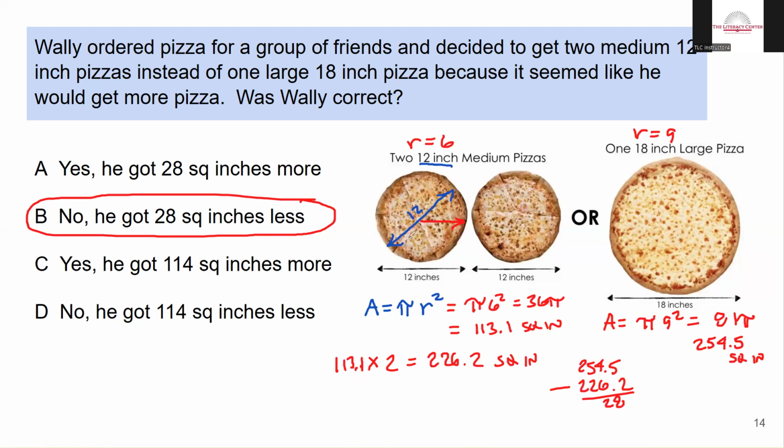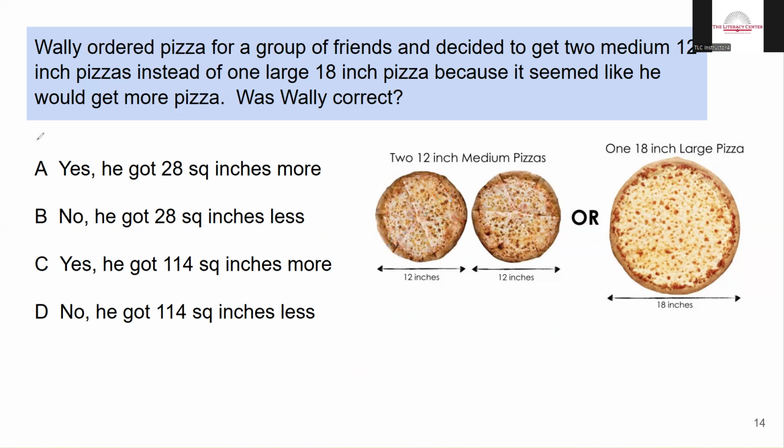So that question is quite a bit of work. We had to find the area for two different circles. We had to multiply one of them by 2. We had to subtract at the end. We had to keep it straight what the question was. So a pretty messy example of an area of a circle question, I should say.